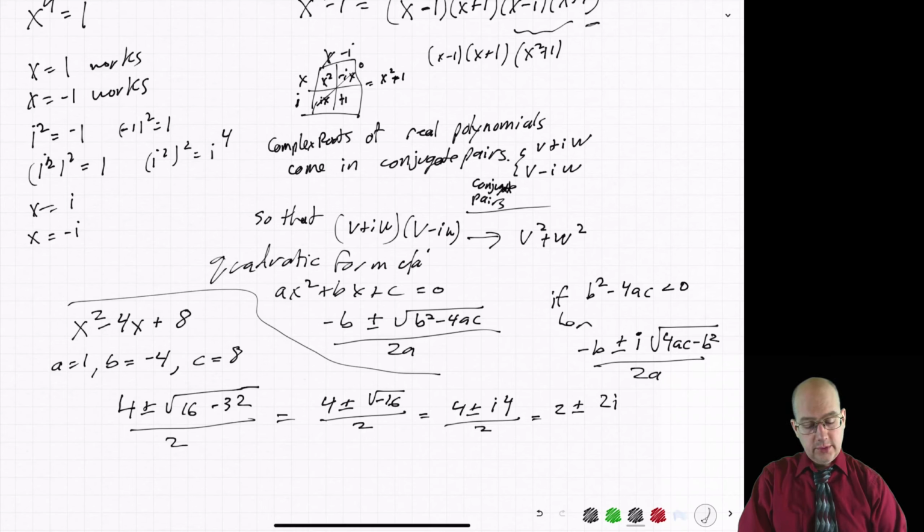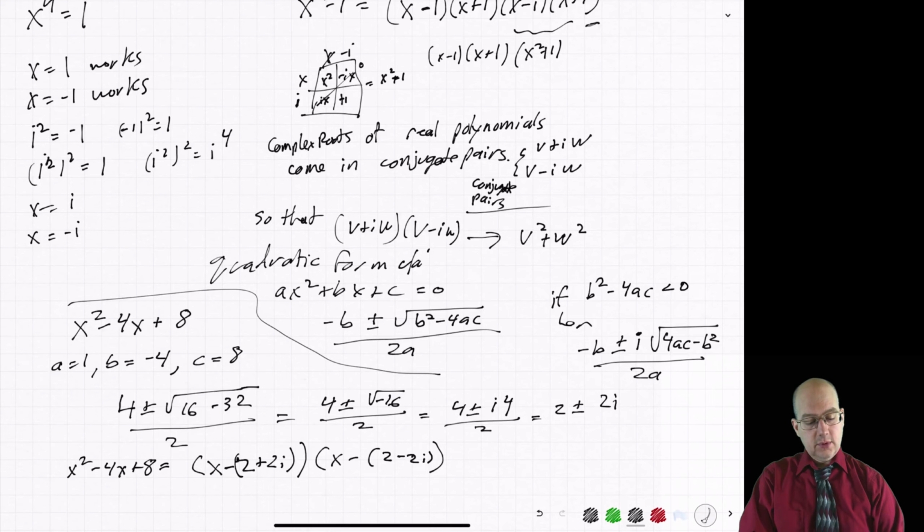And so what this also means is that you can check this. This is a way of actually checking that this thing works out if you want to do the multiplication. I'm not going to do the multiplication, but you have these two forms. So you plug in the roots here, x minus whatever the root is, right? And so 2 plus 2i and 2 minus 2i. So if I've done all this correctly, this should multiply out to the original polynomial. All right.